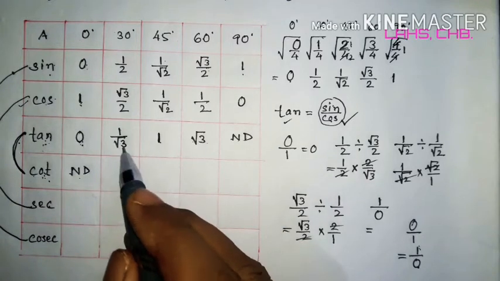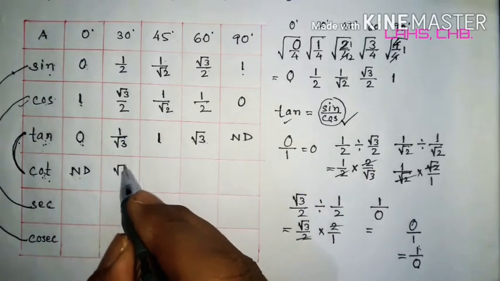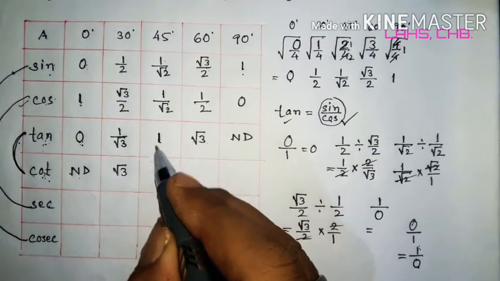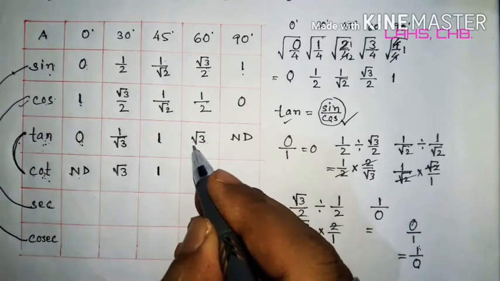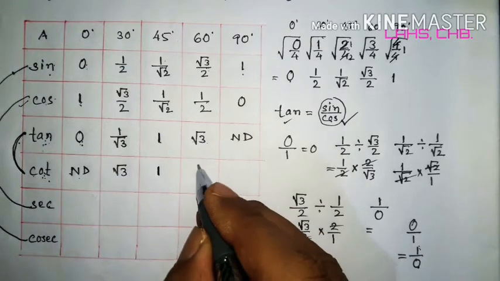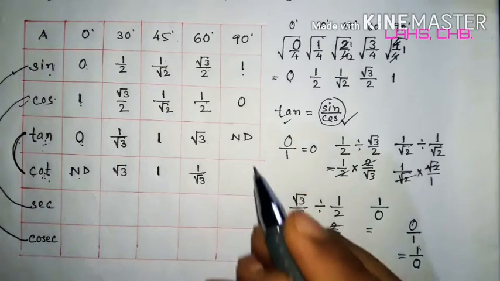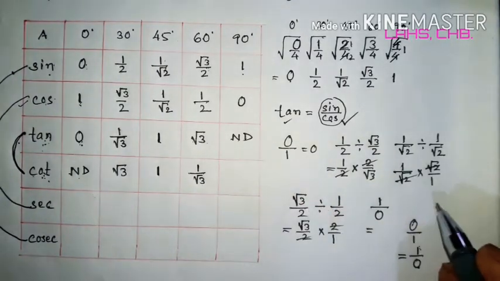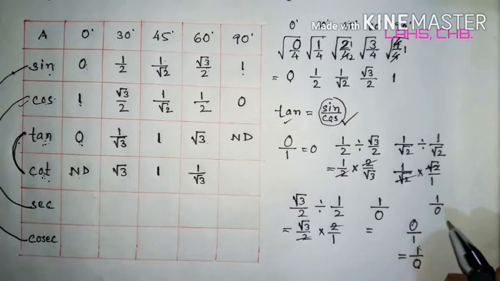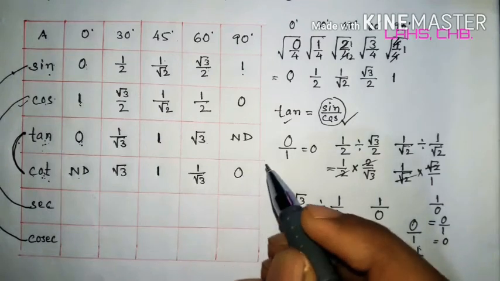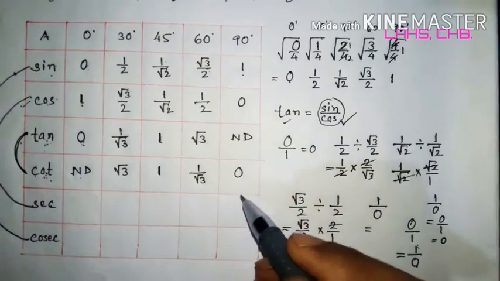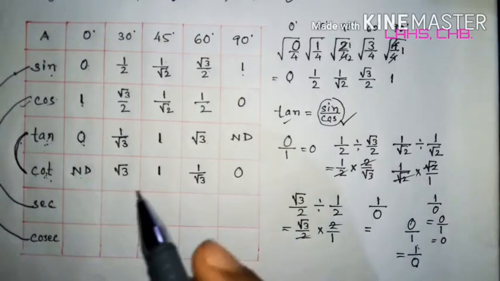Then see, reciprocal of 1 by root 3 is root 3 by 1. So just write root 3. Reciprocal of 1 by 1 will be 1. Reciprocal of root 3, and at the denominator place 1 is there. Root 3 by 1, make it reciprocal, 1 by root 3. And what is the reciprocal of not defined? Not defined, that means 1 by 0. So reciprocal of it is 0 by 1. When 0 is divided by any number, the answer is 0. Remember, reciprocal of not defined is 0 and reciprocal of 0 is not defined.